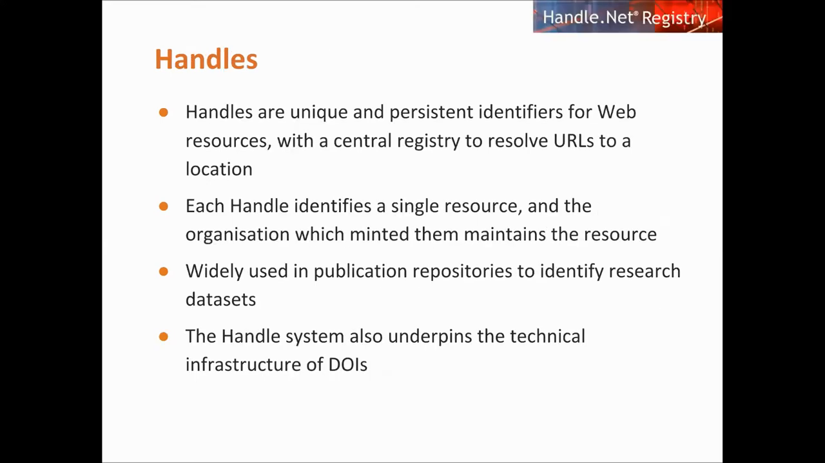So let's look at the handle system as an example of a PID. Most PIDs for research work by separating the identity of a scholarly object from its location on the web. And handles are run by the Corporation for National Research Initiatives, or CNRI, in the US. CNRI is a not-for-profit organisation formed in 1986 to undertake, foster, and promote research in the public interest. The handle system is very robust and is widely used internationally among repositories. And importantly, it also provides the underlying infrastructure for digital object identifiers, which we'll come to shortly.